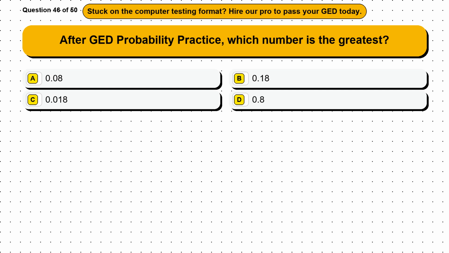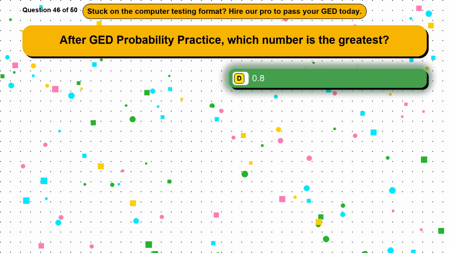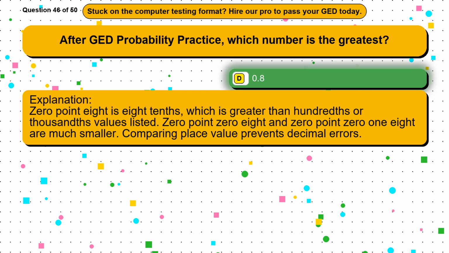Question 46. After GED probability practice, which number is the greatest? Option A, 0.08. Option B, 0.18. Option C, 0.018. Option D, 0.8. The correct answer is option D, 0.8. 0.8 is 8/10, which is greater than the hundredths or thousandths values listed. 0.08 and 0.018 are much smaller. Comparing place value prevents decimal errors.